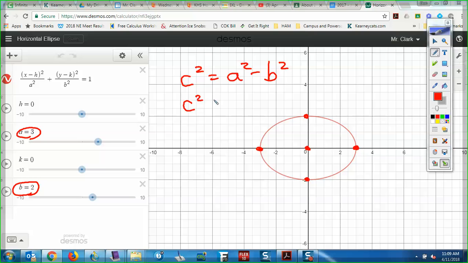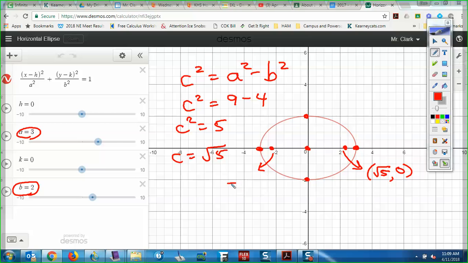So once we know in this particular problem, 3 squared is 9 and 2 squared is 4, so we know C squared would be 5, so C would be square root of 5, which is about 2.1 or so. You can do that in your head, but you'll have your calculator. So a little past 2 is your foci. Now the way we would write that coordinate is square root of 5 comma 0. And this one we'd write negative square root of 5.